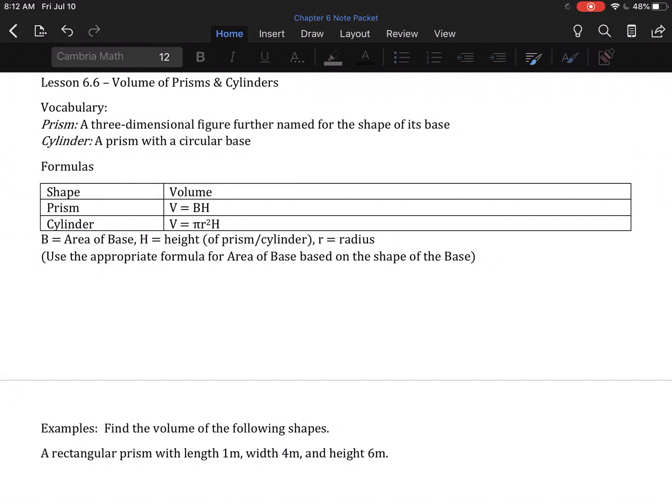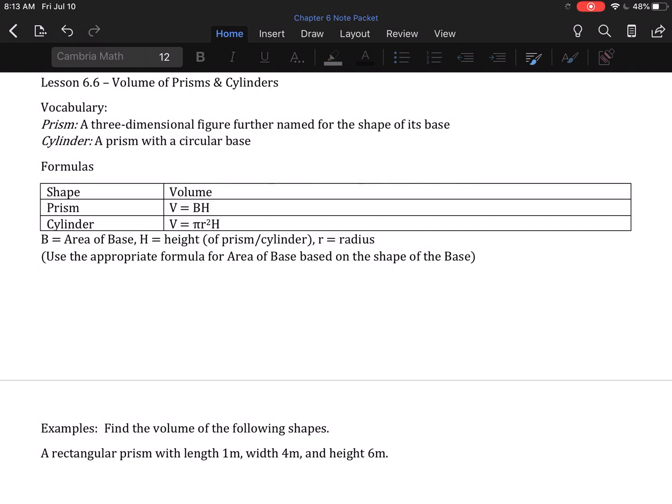Now we're going to do three-dimensional shapes, and we're going to start with volume. Volume is easier to calculate than surface area. So volume is the amount of space contained inside a three-dimensional object. And today we're going to be talking about prisms and cylinders.